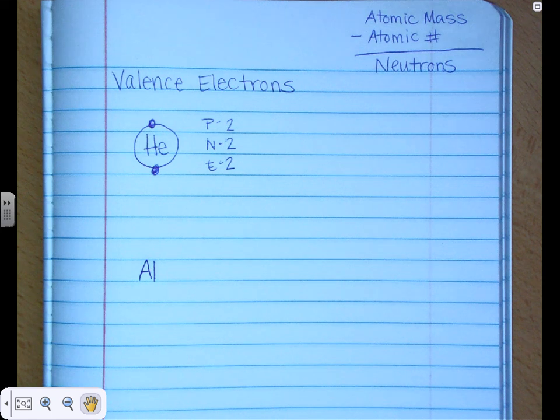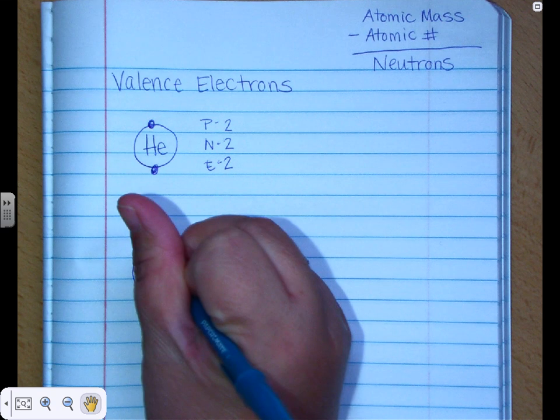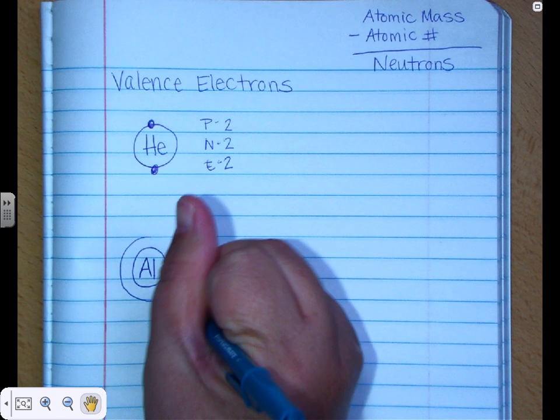How many energy levels does aluminum have, Caitlin? 3. How did you know that there's 3? It's on the 3rd period. It makes me so happy when you guys are using the correct vocabulary.